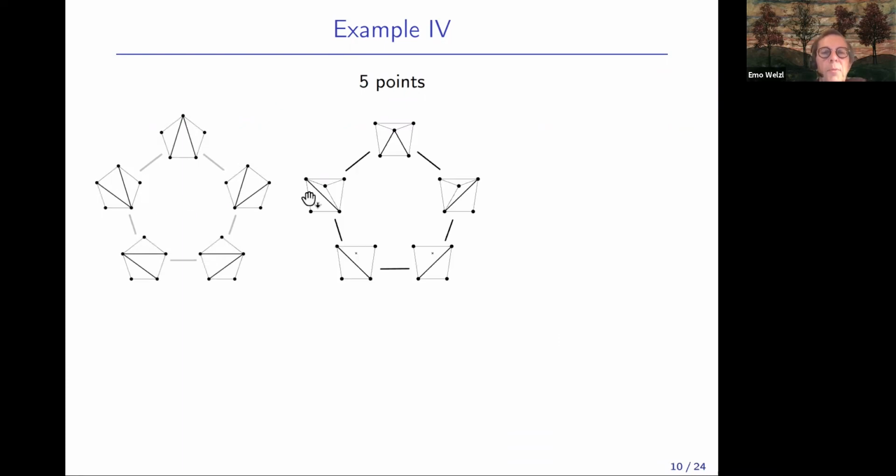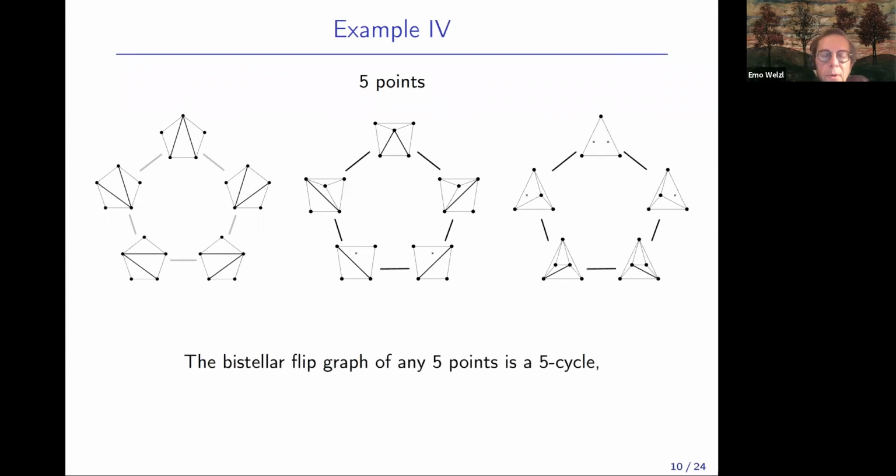If you have 4 points in convex position and 1 point in the middle, then you also get a pentagon, nicely enough, which you see here. The full triangulations are up here, and here are the triangulations with skipped points. And if you have a triangle with 2 points inside, again, you get a pentagon for the bistellar flip graph. So whenever you take 5 points, then the bistellar flip graph of these 5 points is a 5-cycle.